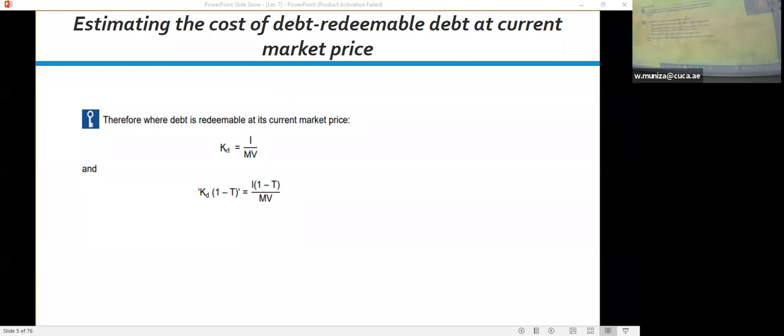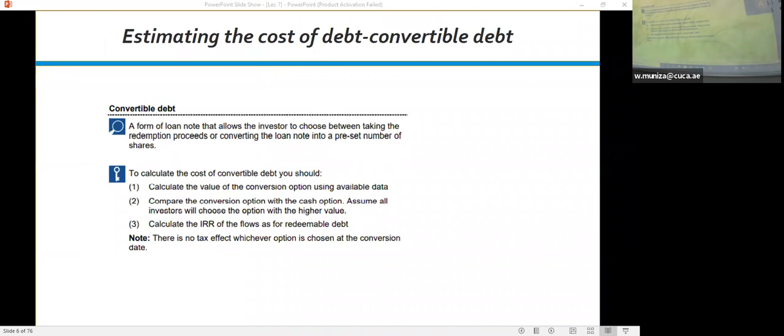Now, students, we are going to learn another concept regarding estimation of the cost of convertible debt. What is a convertible debt? Let's listen carefully. A convertible debt is a type of debt which has an opportunity to be converted into another type of marketable security.